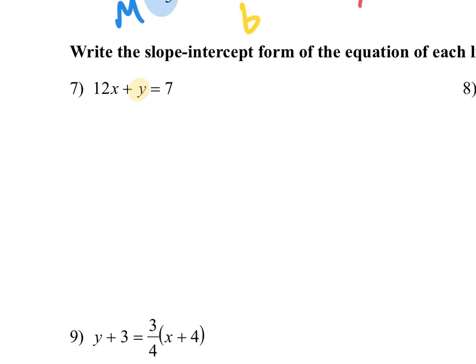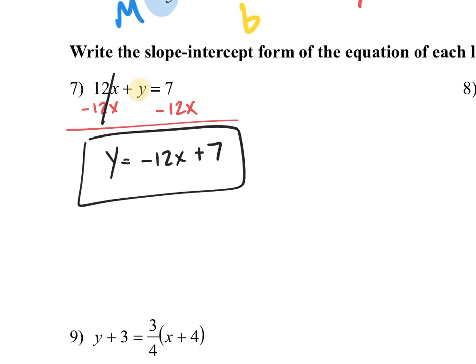So, you're here. What is happening to y? 12x is being added to it, right? How do you undo adding 12x? Subtract it. If you do it to one side, you've got to do it to the other side. Now, that leaves you with y is equal to, remember, I like to write it in the same order every time. I want to put my number with the x out front. So I would get negative 12x first, but then what happens after it? Plus 7, because 7 is positive. That gets me my equation in the correct form.